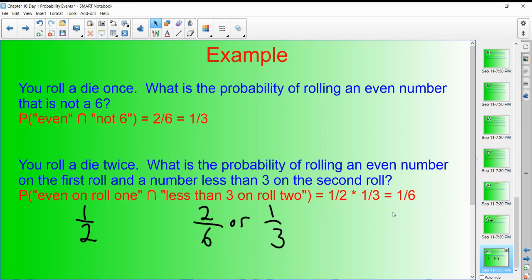That is what probability is, and we'll continue to do more. And we're going to learn about something called permutations and combinations in the next lesson.